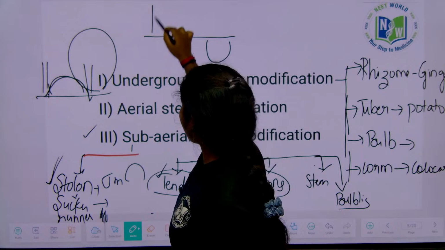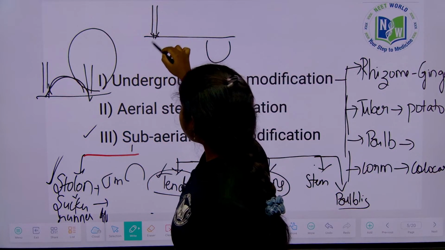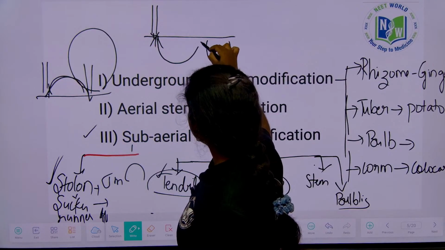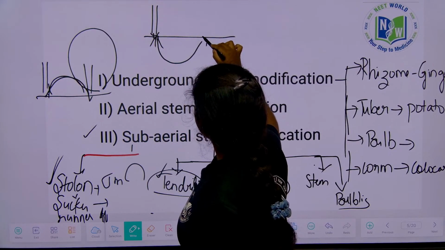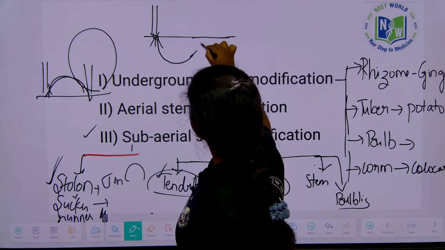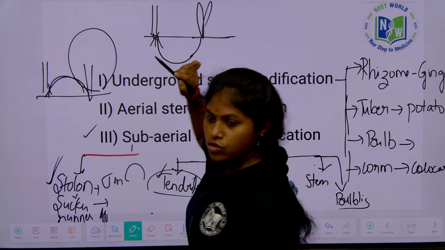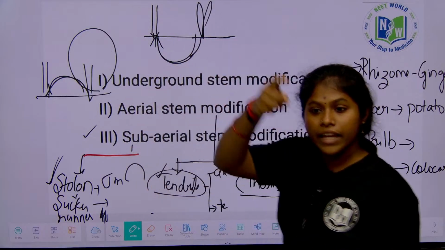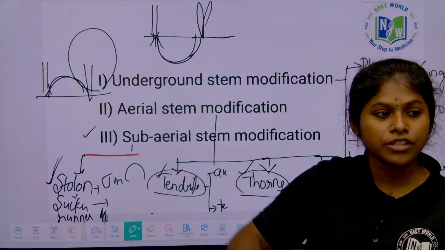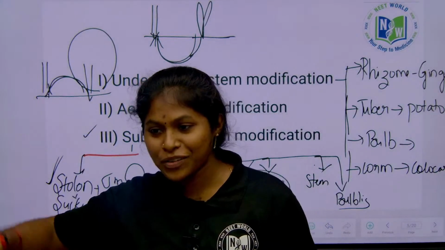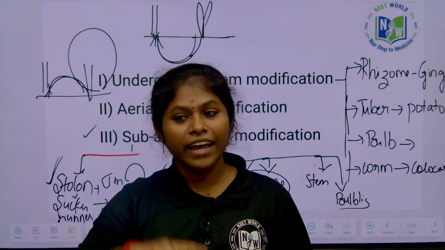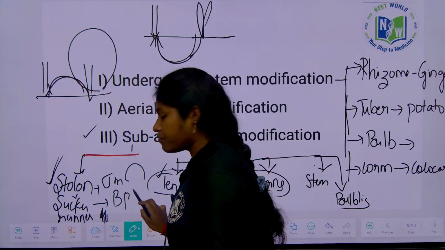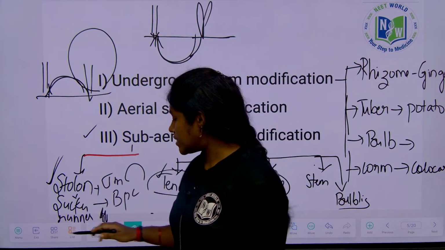See, in a sucker, from the underground base of the stem, the lateral branch grows horizontally and rises obliquely upwards to the soil and gives a new plant. It is a U. Sucker is showing the U and stolon is showing the inverted U. The sucker's examples are banana, pineapple, chrysanthemum. We'll see. And runners.